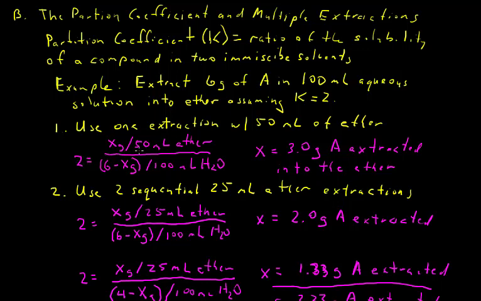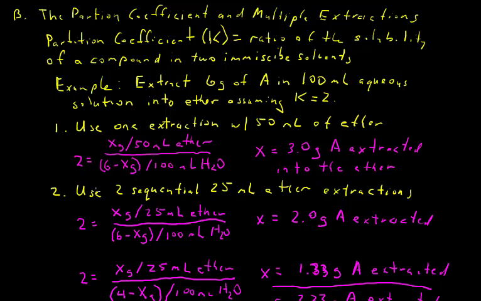So we extract one time with 50 milliliters of ether, and when we solve our equation for our one unknown, the grams extracted into the ether solution, we end up with 3. What this means is that a total of 3 grams of A is extracted into the ether if we extract once with 50 milliliters. That's really not that good, because that's only half of the compound. The remaining half remains in the aqueous solution. So we're going to try something different.